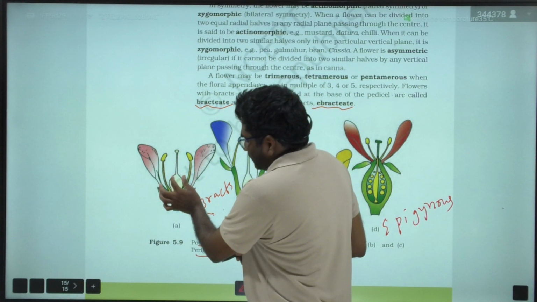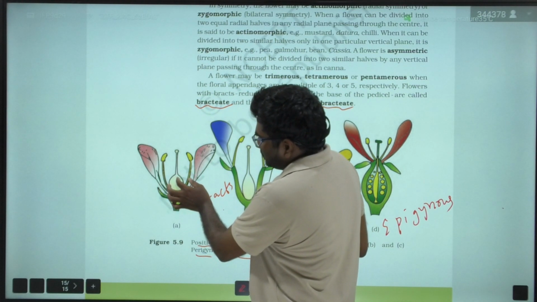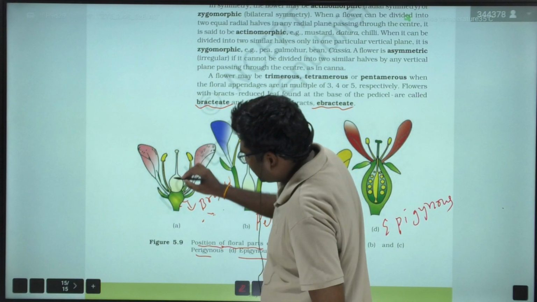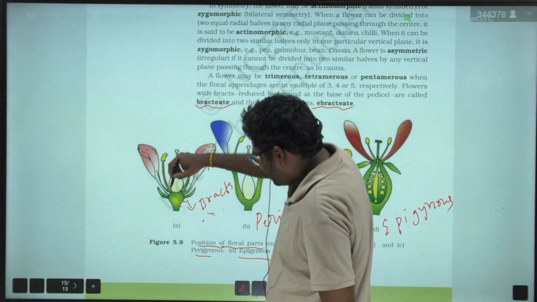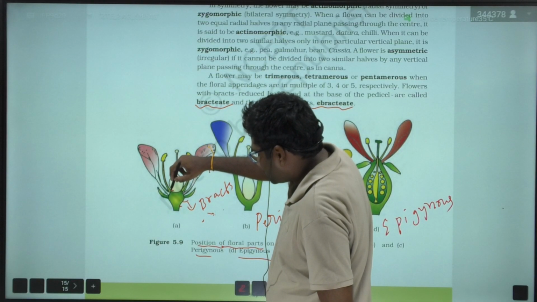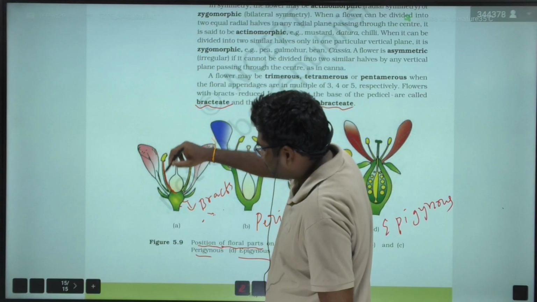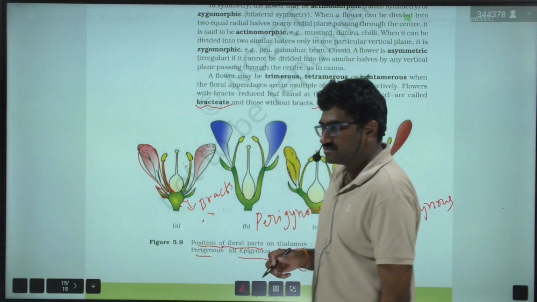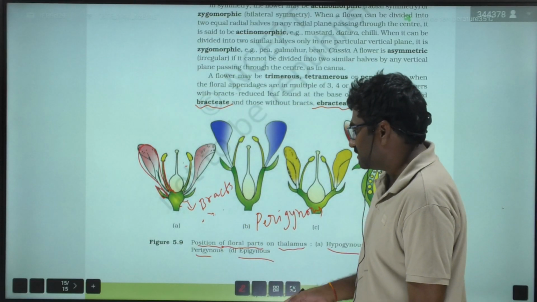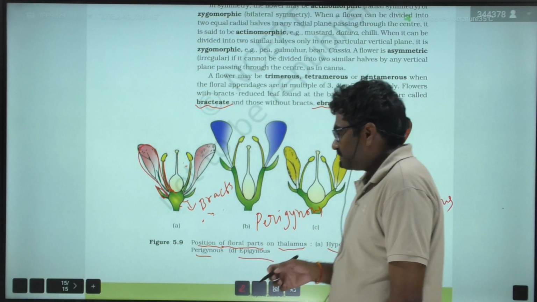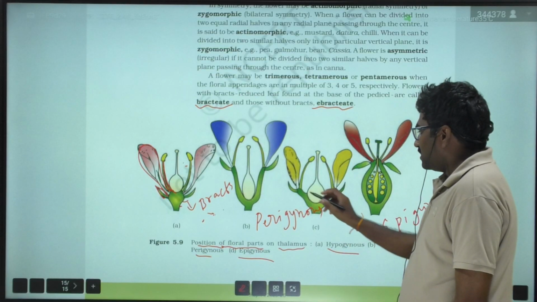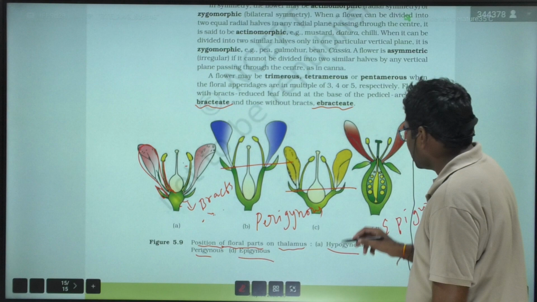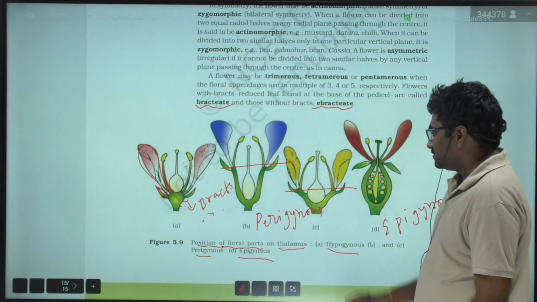So hypogynous means the gynoecium occupies the highest position. That means the gynoecium, that is the ovary, is present at the highest place, and other floral parts are arranged from beneath the gynoecium. Gynoecium కింద నుంచి వేరే ఫ్లోరల్ పార్ట్స్ అరేంజ్ అవుతున్నాయి, దాన్ని హైపోగైనస్ అంటాం. And perigynous means all the floral parts are brought to the same level.